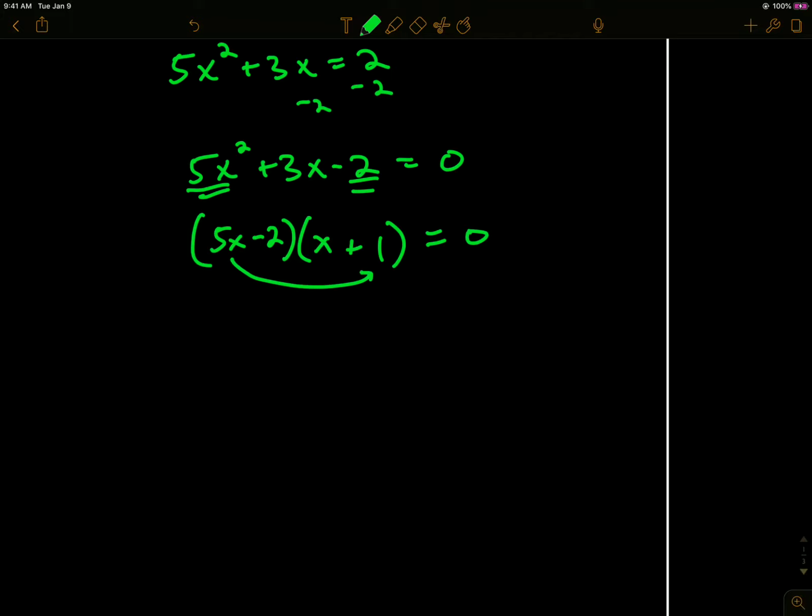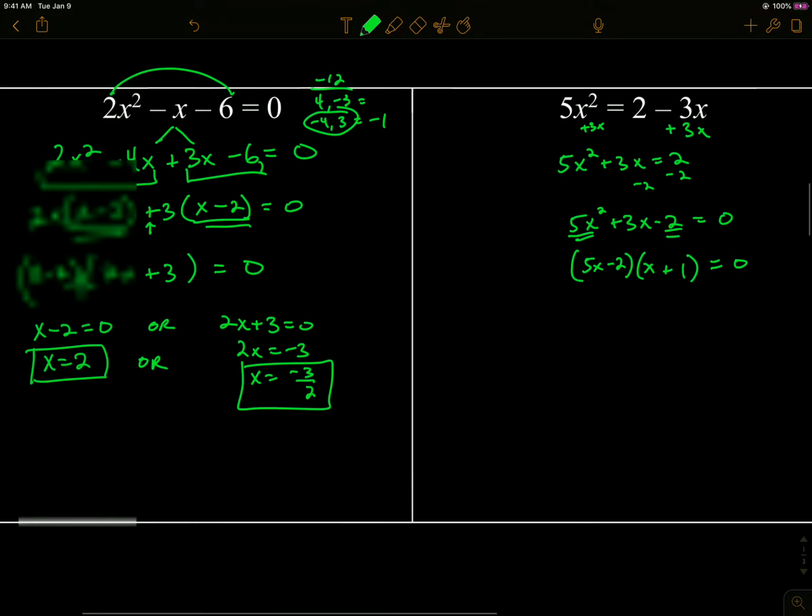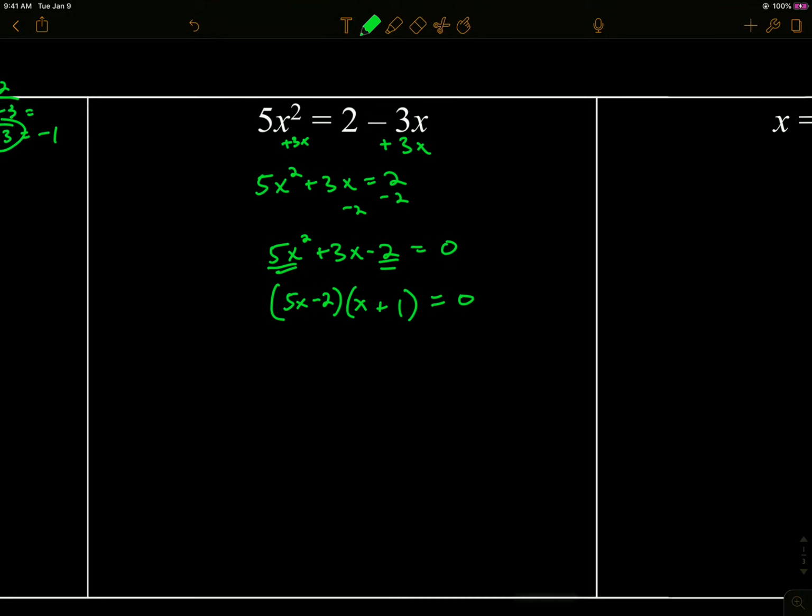So 5x times 1 is 5x. Negative 2 times x is negative 2x. 5x minus 2x is 3x. So there we go. I was able to get this one right away through combinations, so I don't need to try this whole split the middle term to get there.